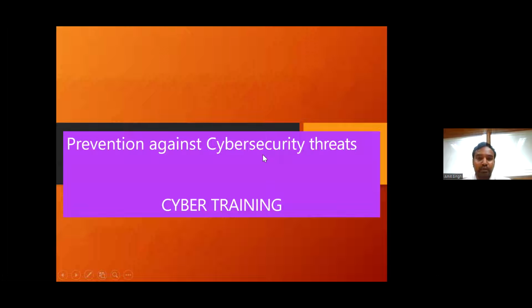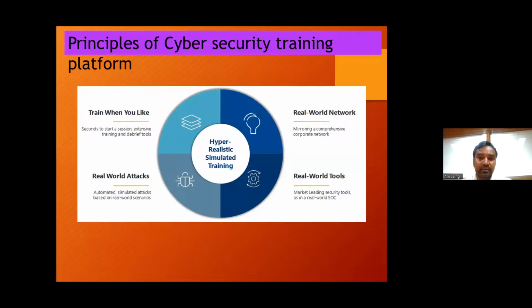Okay, so coming to cybersecurity training. This is something I have personally communicated about with an Israeli company called Cyberbit. They have a platform, and not only Cyberbit, many companies in the world have software like this. I will just take an example: this cybersecurity training platform.